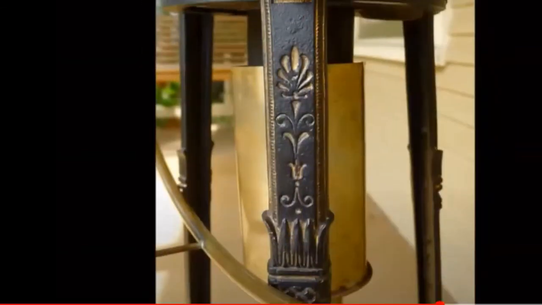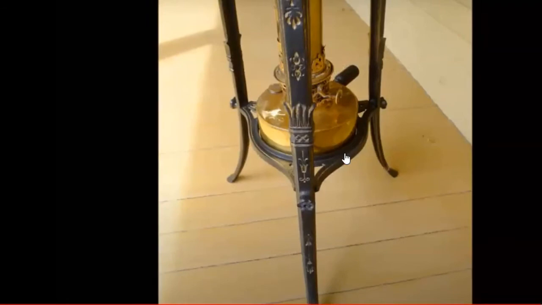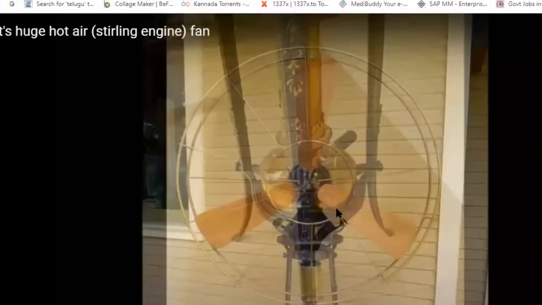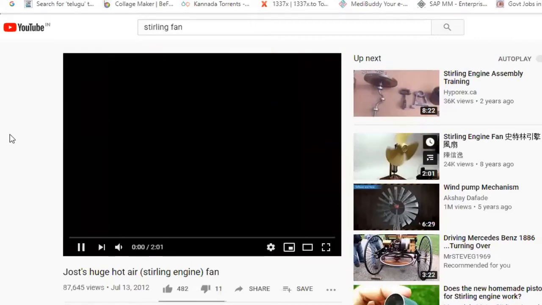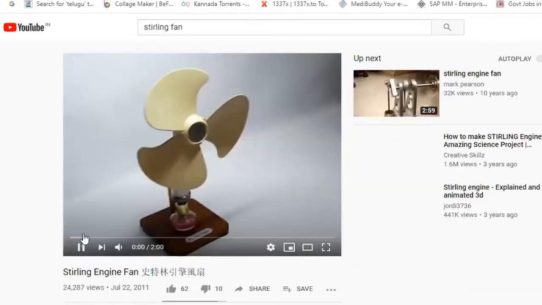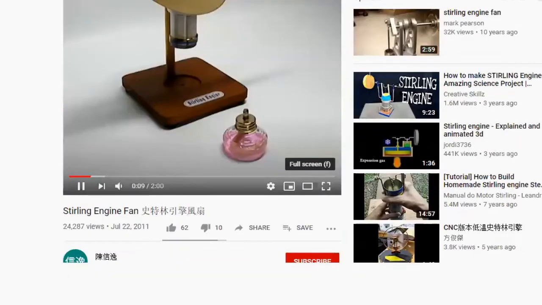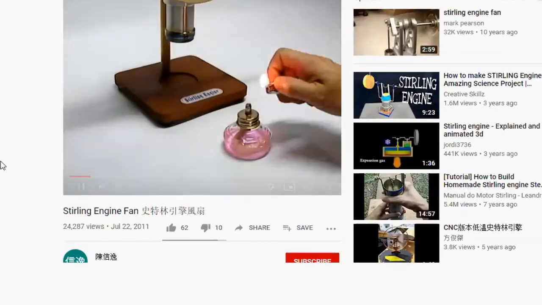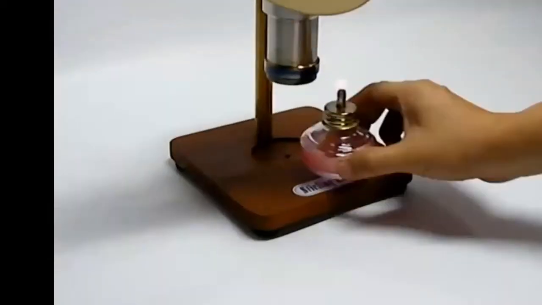You can observe how it works. I hope you have now understood the Stirling fan working condition and the Stirling engine working condition. Check out the disassembly of every part, and you can observe what the working conditions are. They are keeping the heat reservoir.